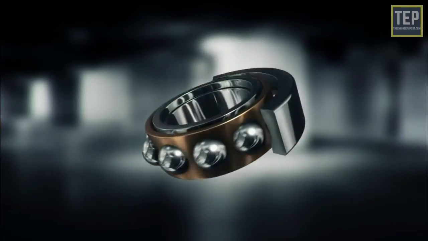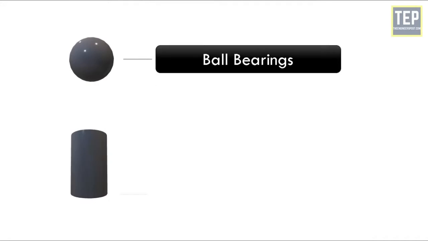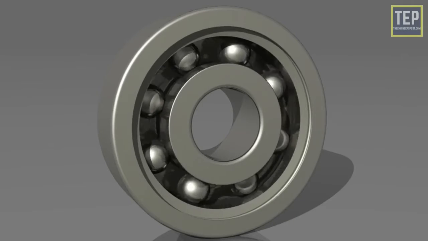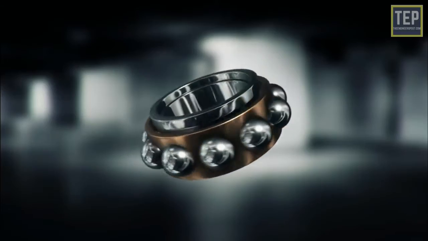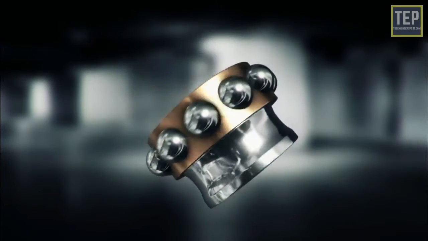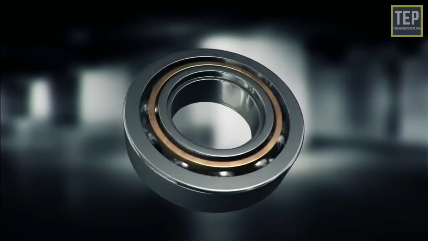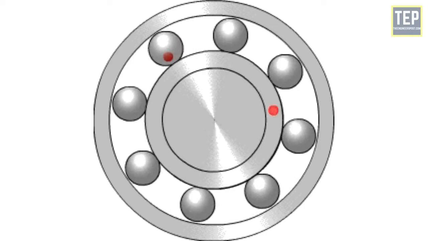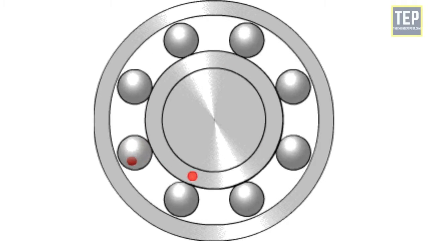Rolling element bearings can be subdivided into two major types: ball bearings and roller bearings. Ball bearings are one of the most common types of bearing. They consist of a row of balls as rolling elements. The balls are trapped between two annulus-shaped metal pieces known as races. The inner race is free to rotate, while the outer race is stationary.